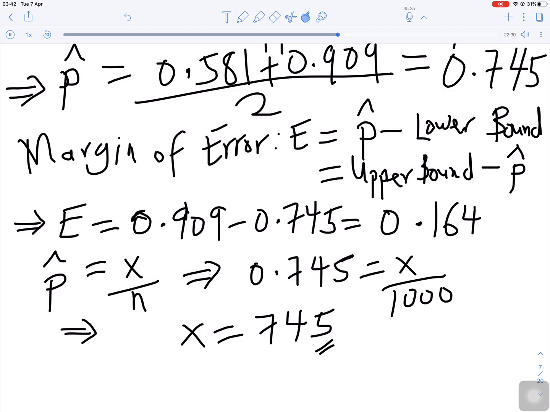Then we want to find X, the number of people that have a characteristic of interest. But we know a formula that contains X, which is P cap equals X over N. And we know P cap now, 0.745, and we know N, 1000. So when we do the algebra, X should be equal to 745. 745 people have a characteristic of interest from the sample. Alright.